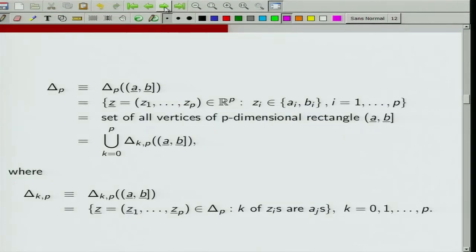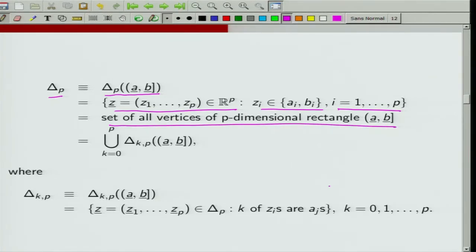So, let us call this Delta_p(a, b). This is the collection of all those z = (z1, z2, ..., zp) belonging to R^p, such that zi belongs to {ai, bi}, i = 1 to p. So, this is the set of all vertices of the p-dimensional rectangle (a, b]. Now, when you are talking about vertices, in the case of p equal to 2, the vertices are (a1, a2), (a1, b2), (b1, a2), (b1, b2).